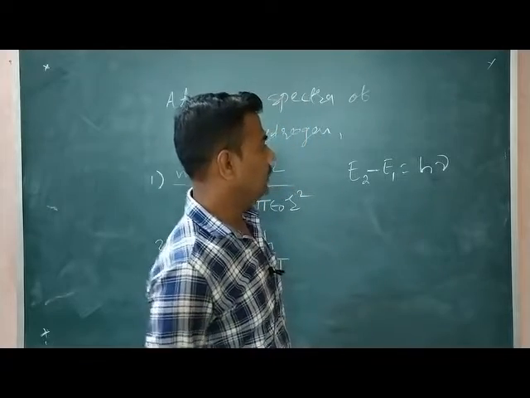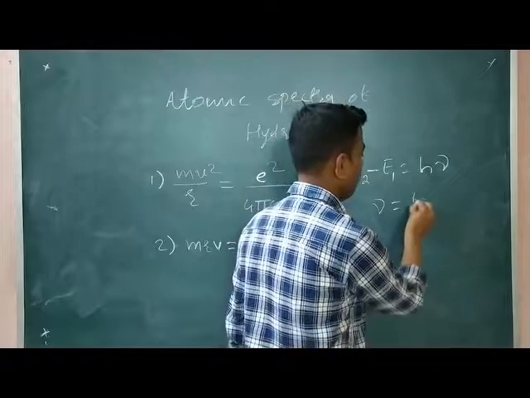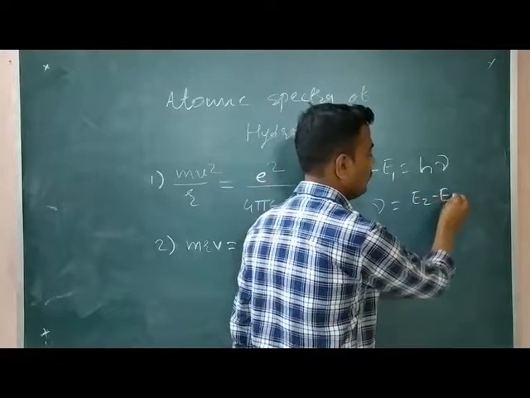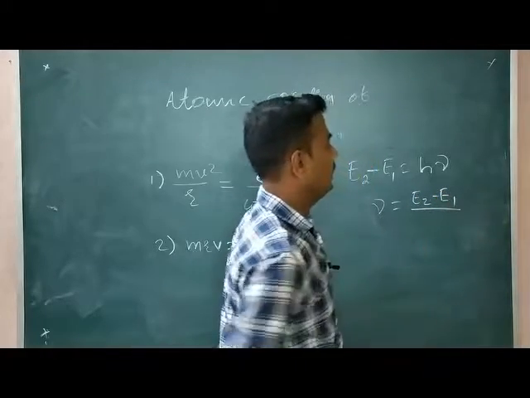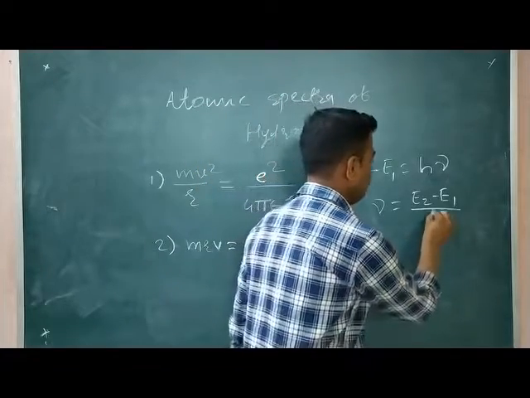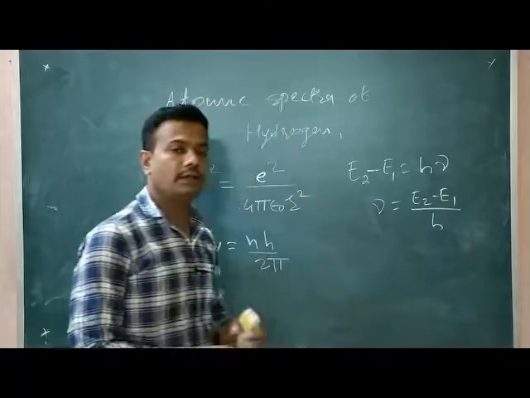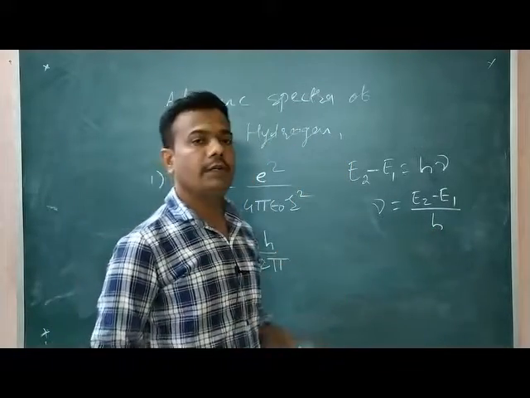The frequency of radiation emitted is given by E2 minus E1, where E2 is the energy of the higher orbit and E1 is the energy of the lower orbit, divided by h. This gives us the frequency of radiation emitted during the transition.